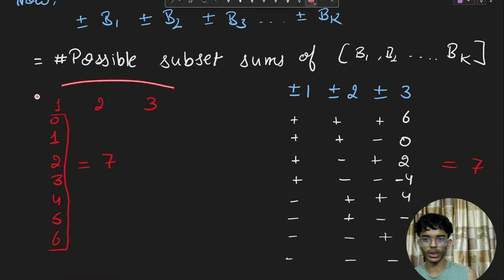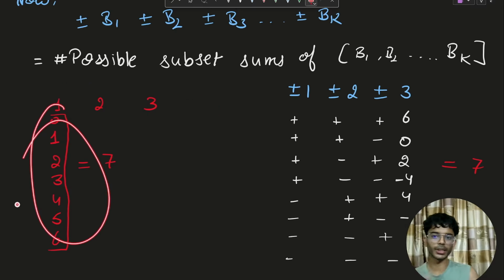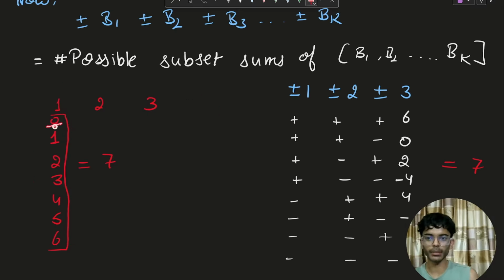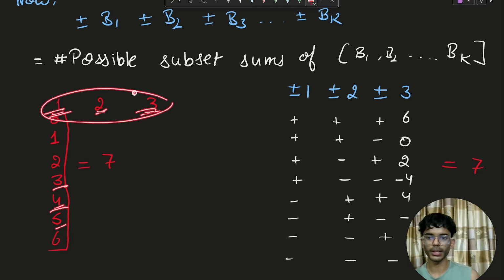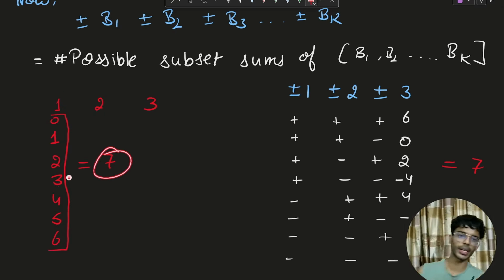So let's say we have 1, 2, 3 as our array B, with k equal to 3, right? So here, the possible subset sums are: not including any element, so that would be 0. Taking just element 1, the sum is 1. Taking just 2, the sum is 2. Taking just 3, the sum is 3. Next, taking 1, 2, the sum is 3. Taking 1, 3, the sum would be 4. 2, 3, the sum would be 5. And the sum of all three elements would be 6. Now, the number of possible distinct sums we got is equal to 7, right?